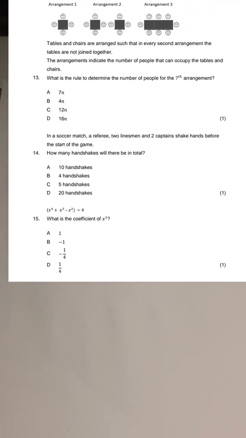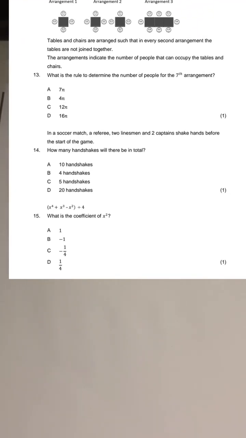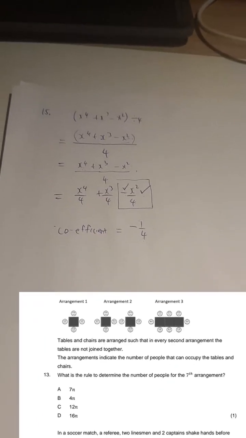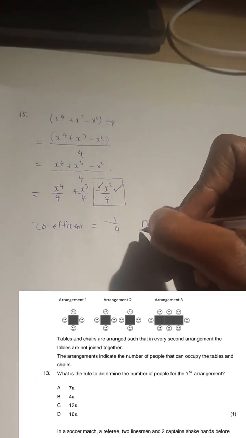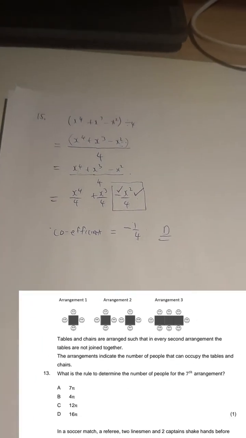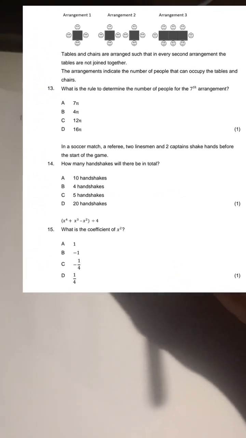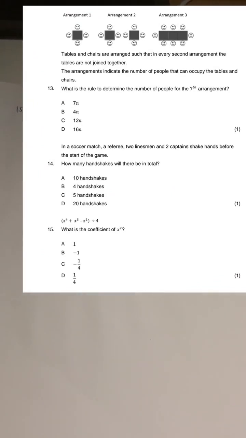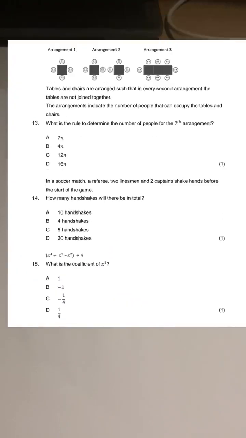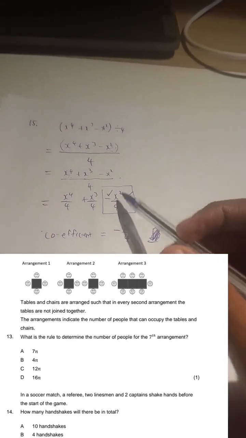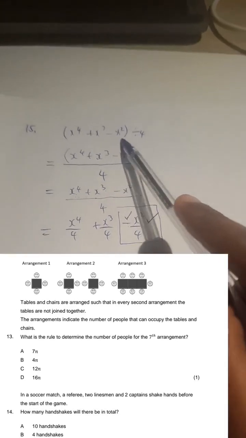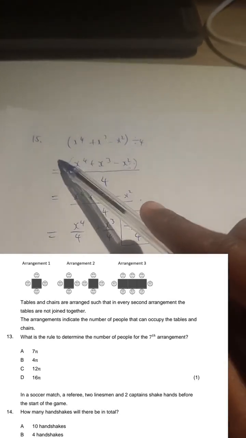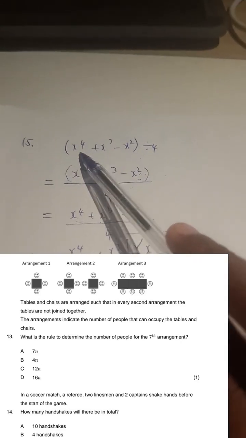So if we go to the options, is it A, 1, B, -1, C, -1 over 4, D, 1 over 4? It's very clear that the option we choose is going to be D. No, not D, sorry. It's C. All right. So I hope that makes sense. It is C, -1/4.